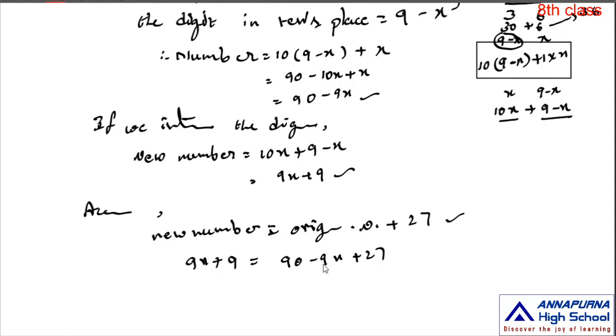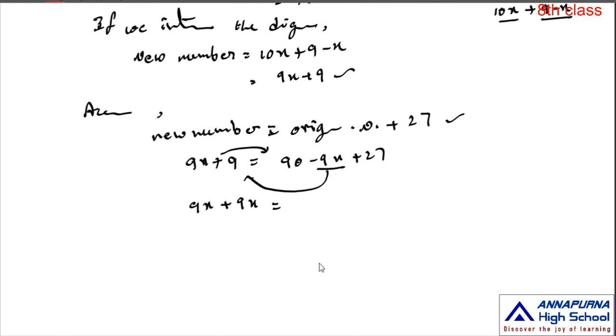First transpose all the variable terms to left side and all constants to right side. So that's why minus 9x transpose to left side and plus 9 transpose to right side. So 9x, minus 9x transposed to left side, changes to plus 9x is equal to, right side already we have 90 plus 27, and when you transpose this plus 9 to right side, it changes to minus 9. Now simplify this.